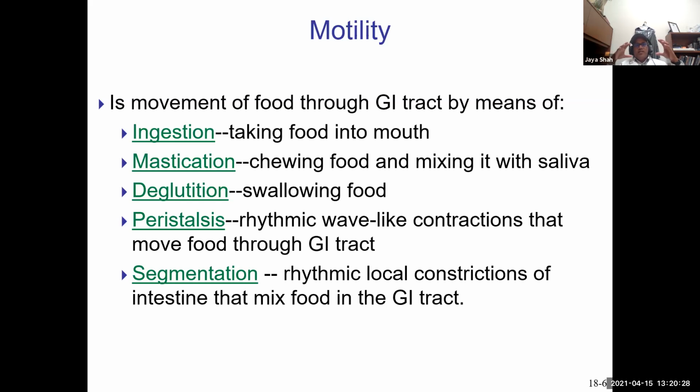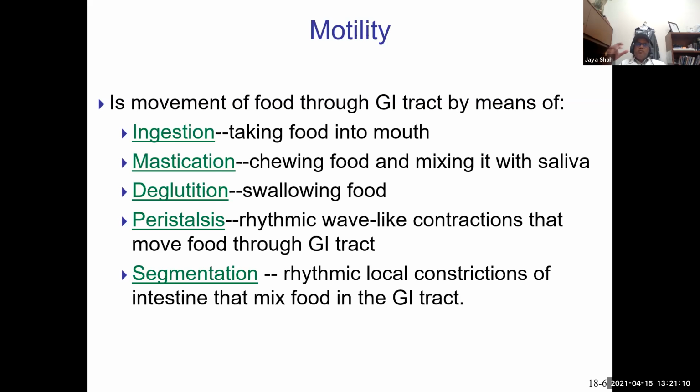And then, particularly in the small intestine, there is another contraction, segmentation. That is rhythmic local constriction of the intestine that mixes food in the GI tract. So peristalsis is like squeezing down. Segmentation is like in two locations, they are contracting. If my hand is the GI tract, and I'm contracting two points, what happens? The content of the middle part is mixing. So it helps in mixing.